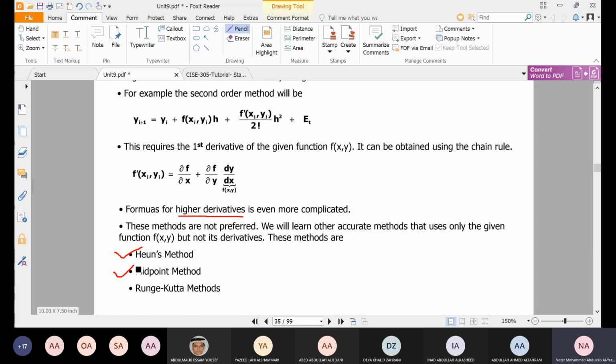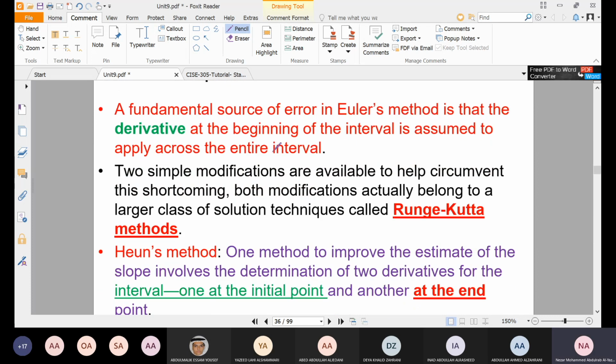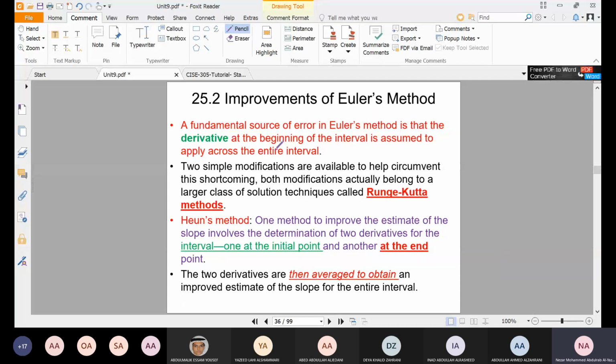So this higher order that we'll study is Heun's method, and this is the midpoint. This improvement is needed because the fundamental source of the error in the Euler method is that the derivative at the beginning of the interval is assumed to apply across the entire interval. So to modify this, we can use two steps. All these steps we call Runge-Kutta steps, single step or multiple steps.